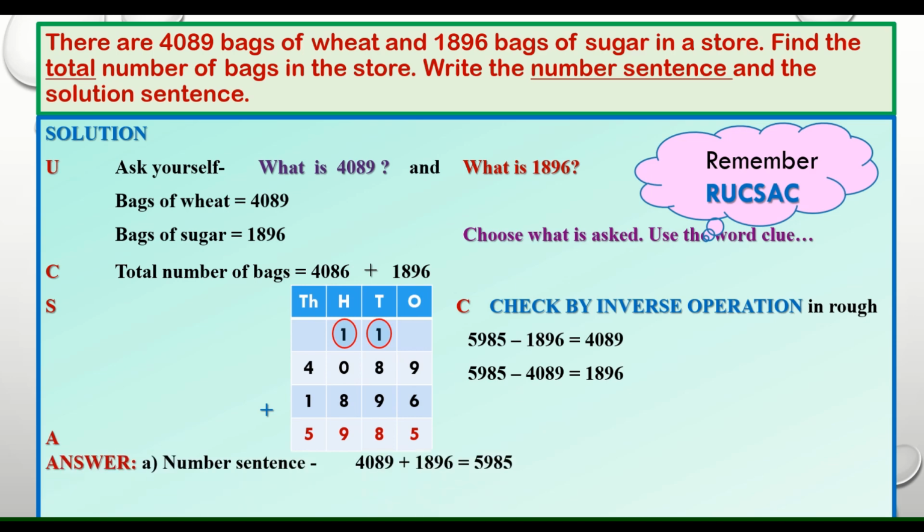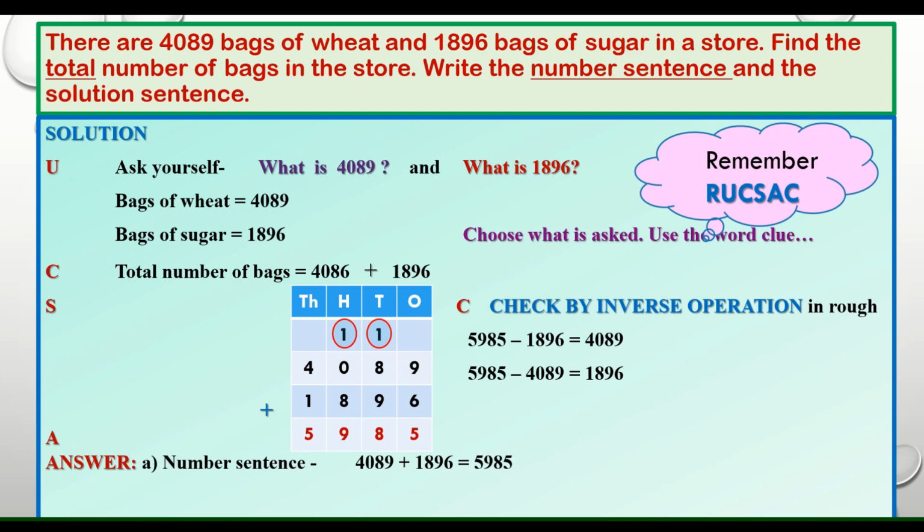Now how to write the final answer? We have to read the question again. Two things are asked there: write the number sentence and the solution sentence. Now here, number sentence means only numbers along with the operation symbol. So the number sentence is 4089 plus 1896 is equal to 5985. This forms your number sentence.